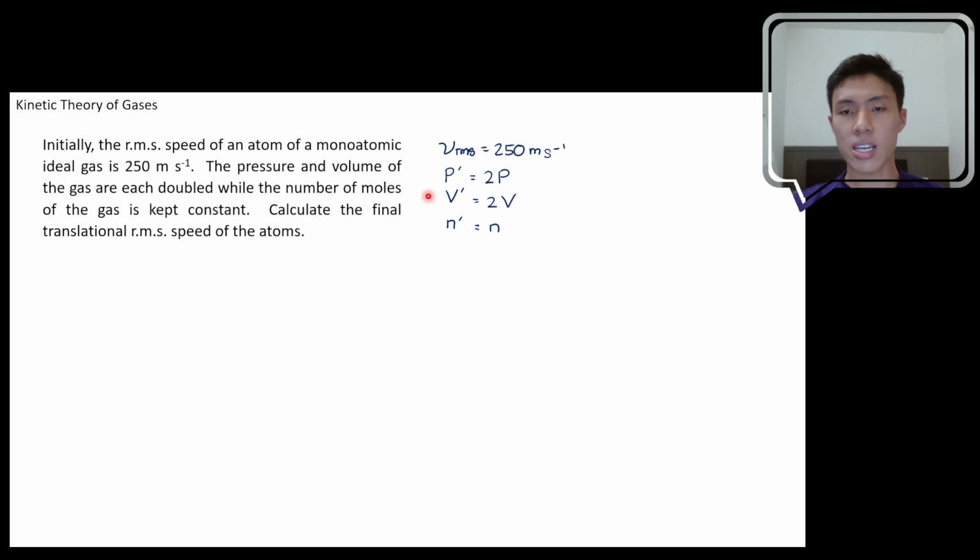Now they say calculate the final translational RMS speed of the atom. So this RMS speed here will undergo some changes due to the change of pressure and volume. The new RMS speed will be VRMS prime, and we are interested to know the value over here. I believe you can see clearly that there's an old situation, then you manipulate, then there's a new situation. So if it's an old and new situation, we're going to handle it like a ratio question. So we're going to go through the 3 steps to solve a ratio problem. First step, we are going to determine the relationship between the manipulated variable and the responding variable.